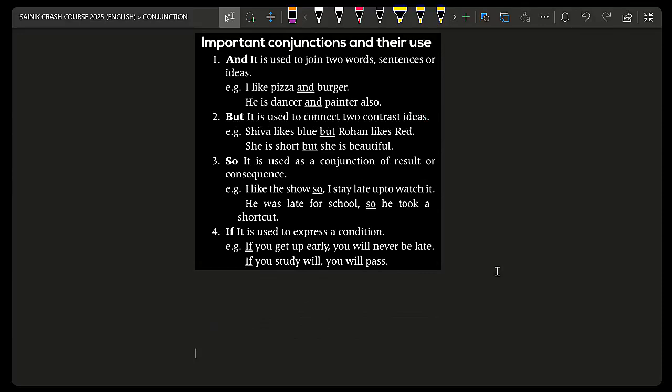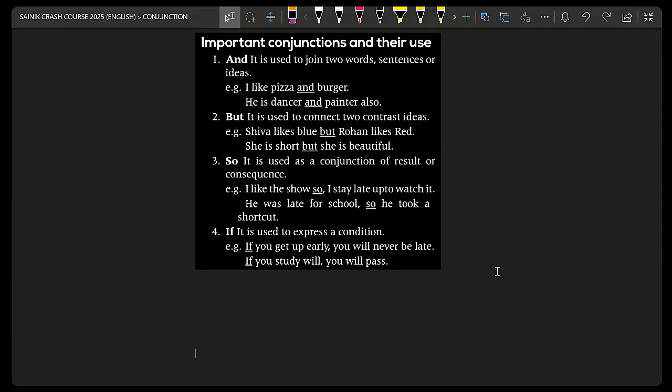So is used as a conjunction of result or consequence. So when so is used between two things, because of the first thing, the second thing will happen. So the first thing is the event and the second thing is its consequence. I like the show. So I stay late to watch it. So what happened first? I like the show. Because of that, what happened? I stayed late to watch it.